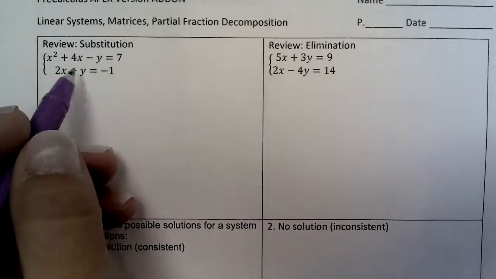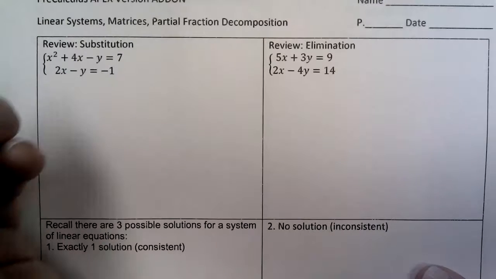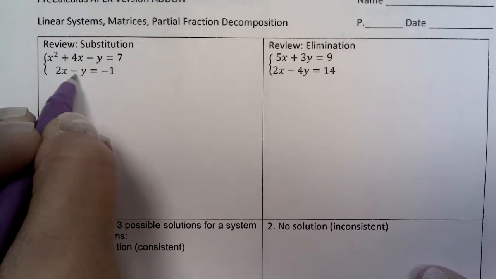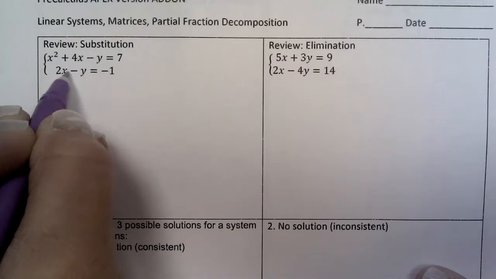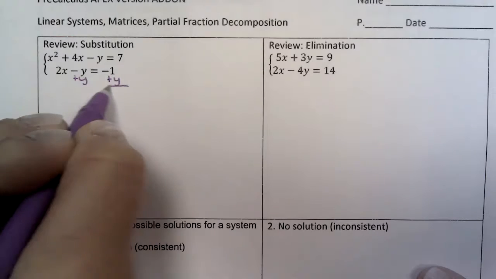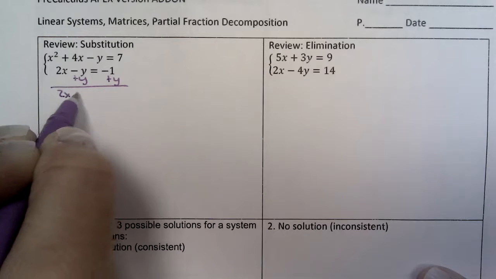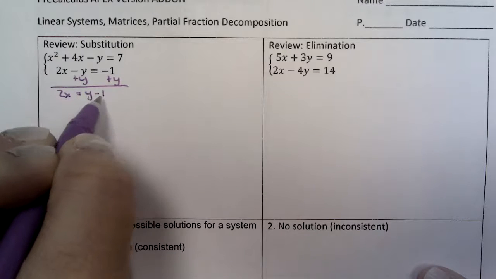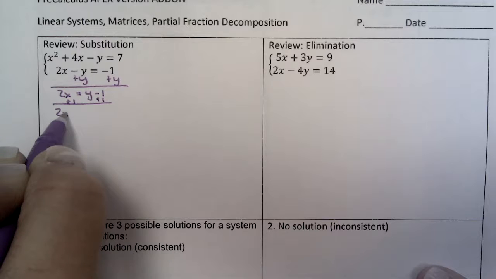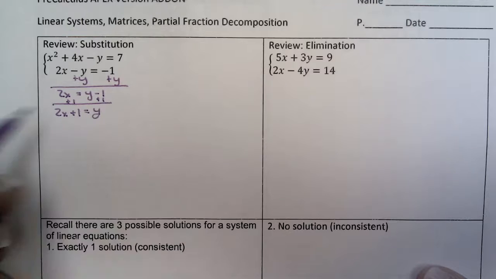So first thing we're going to do is review substitution when we're solving systems of equations. So for substitution, we want to try and get either an x or a y by itself. So I'm going to go on ahead and get this y by itself by adding y to both sides. And I get 2x equals y minus 1, and then I'm going to add 1 to both sides. So I get 2x plus 1 equals y.